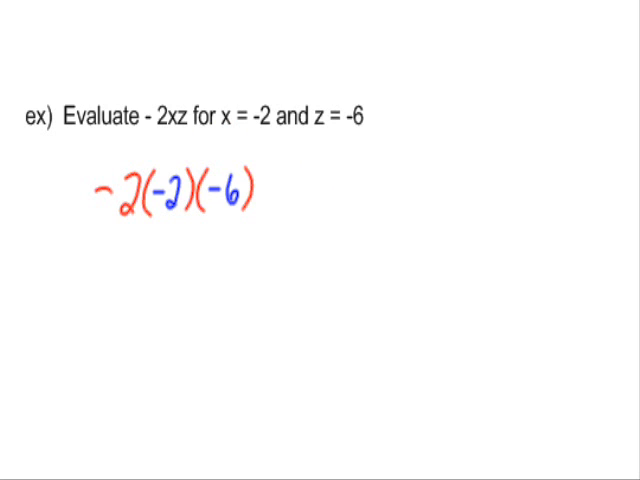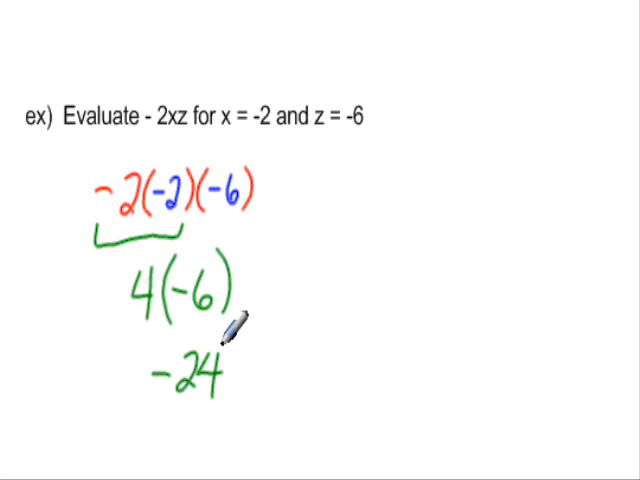And when you're doing multiplication in the order of operations, you're going from left to right. So negative 2 times negative 2 is positive 4 because they're the same sign. Then we have positive 4 times negative 6 from bringing this one down. 4 times negative 6 will be negative 24. The signs are different, and so our answer is negative.